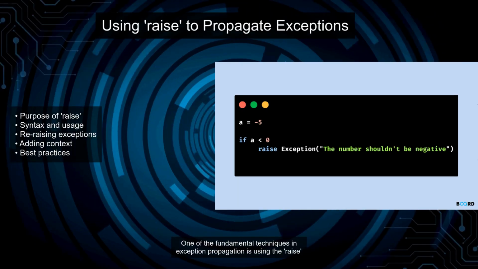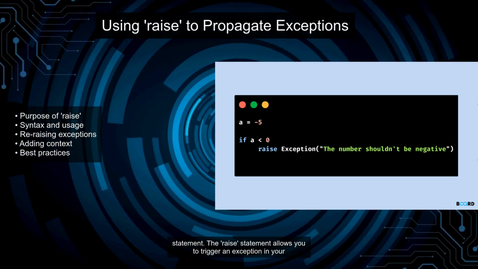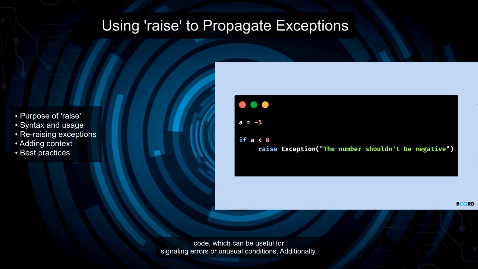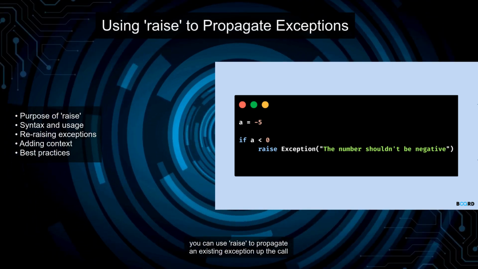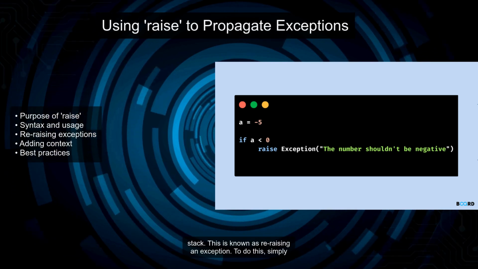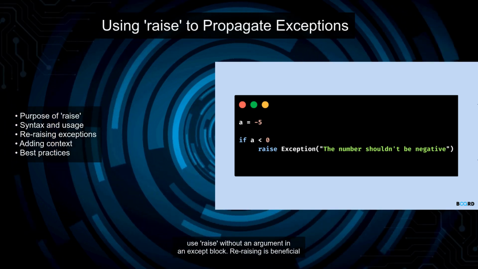One of the fundamental techniques in exception propagation is using the raise statement. The raise statement allows you to trigger an exception in your code, which can be useful for signaling errors or unusual conditions. Additionally, you can use raise to propagate an existing exception up the call stack. This is known as re-raising an exception. To do this, simply use raise without an argument in an except block.